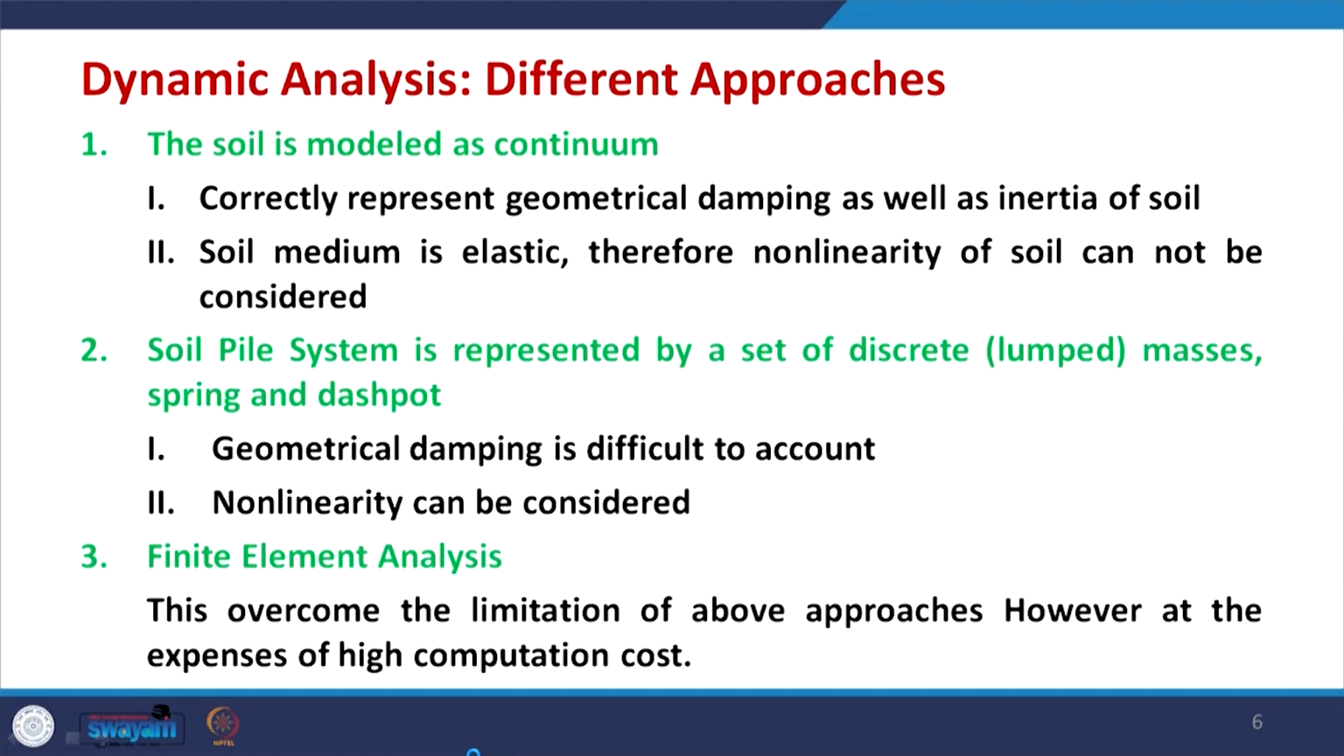So the finite element analysis overcomes the limitation of both the above approaches, where you can consider the geometrical damping as well as nonlinearity of the soil. However, computation cost increases. And the second thing, you may be aware that finite element solutions are not exact, they are approximate, and how approximate depends on many factors, for example size of the elements and time step. So, these are the 3 approaches.